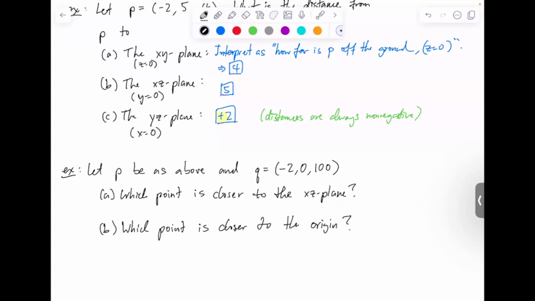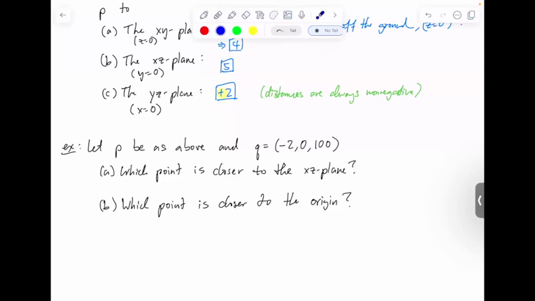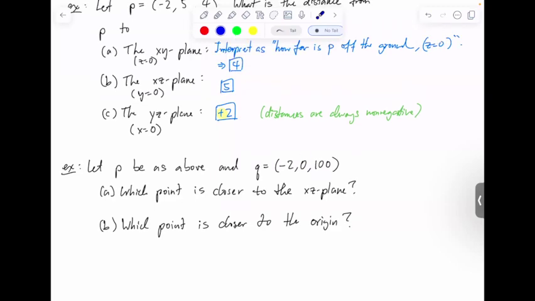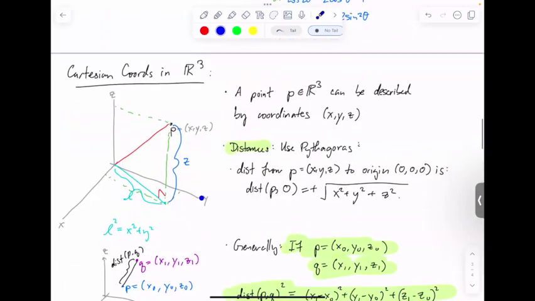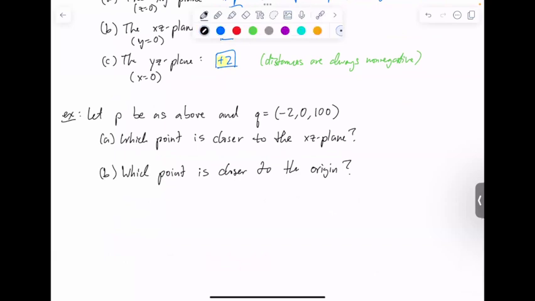It's lying exactly on the XZ plane, right? It's on the XZ plane because there's no Y coordinate here. Your point has a Y coordinate of 0, which means your point is somewhere on the XZ plane here. So your distance is quite literally 0. So Q is the answer, it lies in the XZ plane.